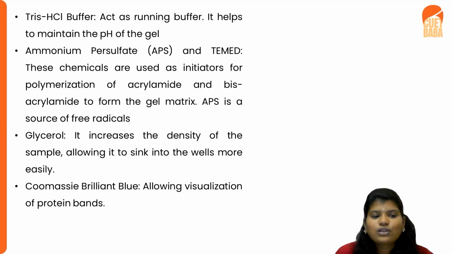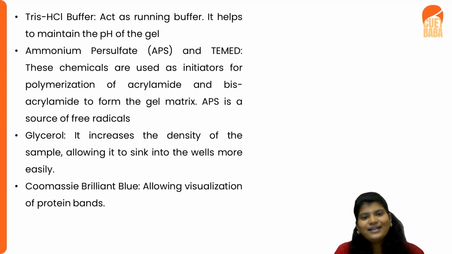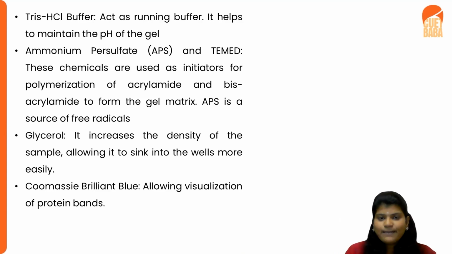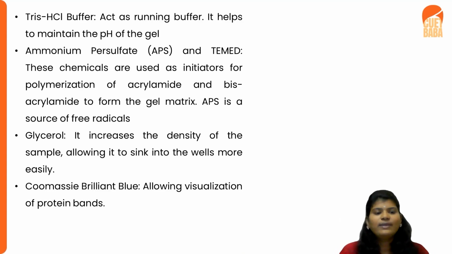And the next thing is glycerol. Glycerol is added to the sample because when we add it in the well, the sample has to be deposited in the well for the movement. If it is floating, it will mix up with the running buffer. So for giving the density to the sample, the glycerol will be added. And the last thing will be Coomassie brilliant blue. We have seen one dye in DNA gels, right, bromophenol blue, used for visualization. Likewise, for visualization of protein bands, this Coomassie brilliant blue dye is used.